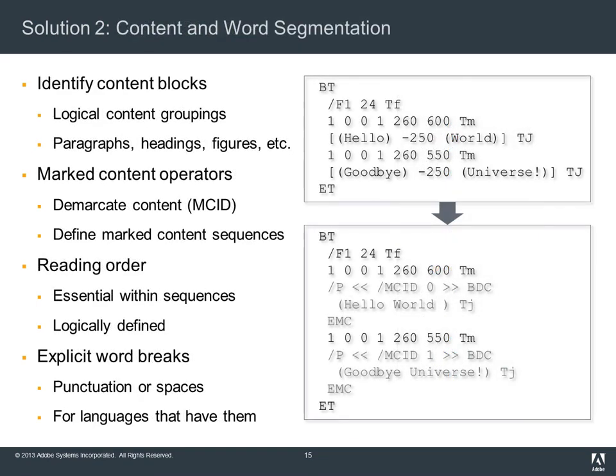The slightly grayer text, if you can see that, basically identifies and demarcates the content. The operators for doing that are the BDC operator, and the EMC ends that demarcated section. I also put in this MCID, and I'll get to why we do that on the next slide, but that's very important. This is how we identify sequences of content for later use.